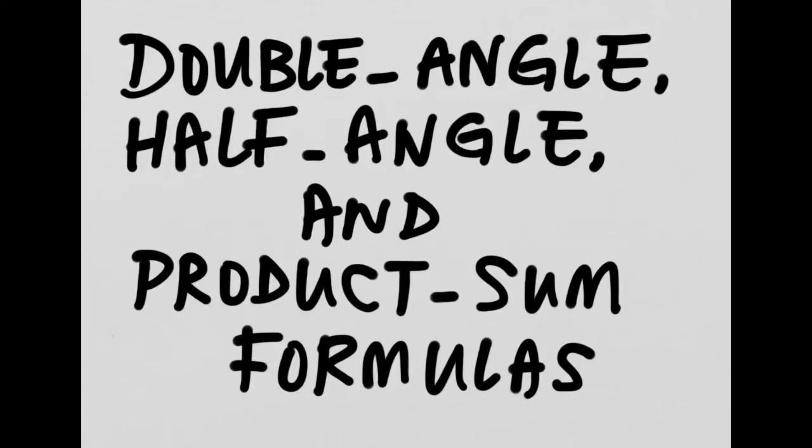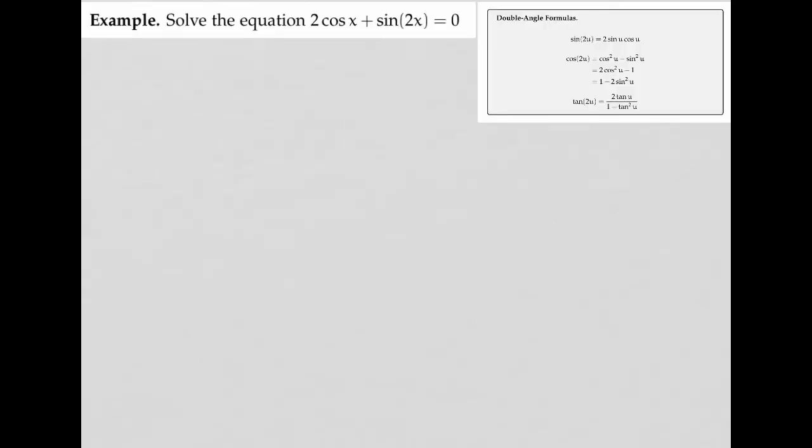In this video, I'm going to go over the double angle, half angle, and product sum formulas. Let's start with the first example. Let us solve the equation 2 cosine x plus sine of 2x equals 0.